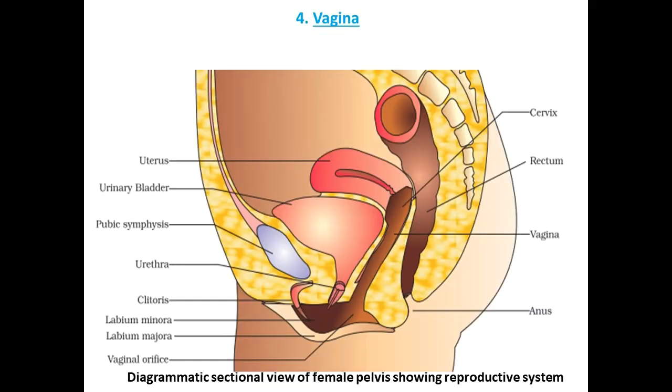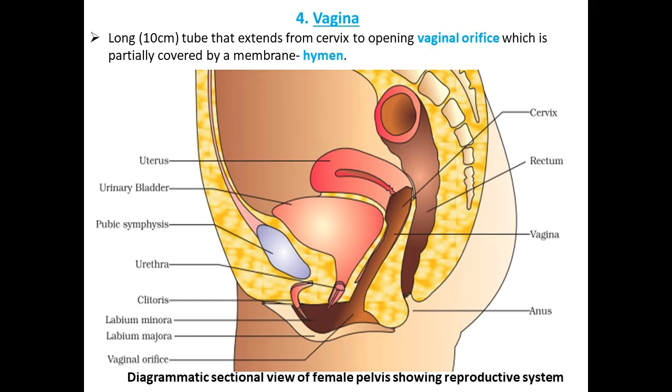Is it okay? The next structure of the female reproductive system is the vagina. It is a long tube of approximately 10 centimeter, which is a continuation from the cervix, means it extends from the cervix and opens out through an aperture named the vaginal orifice.